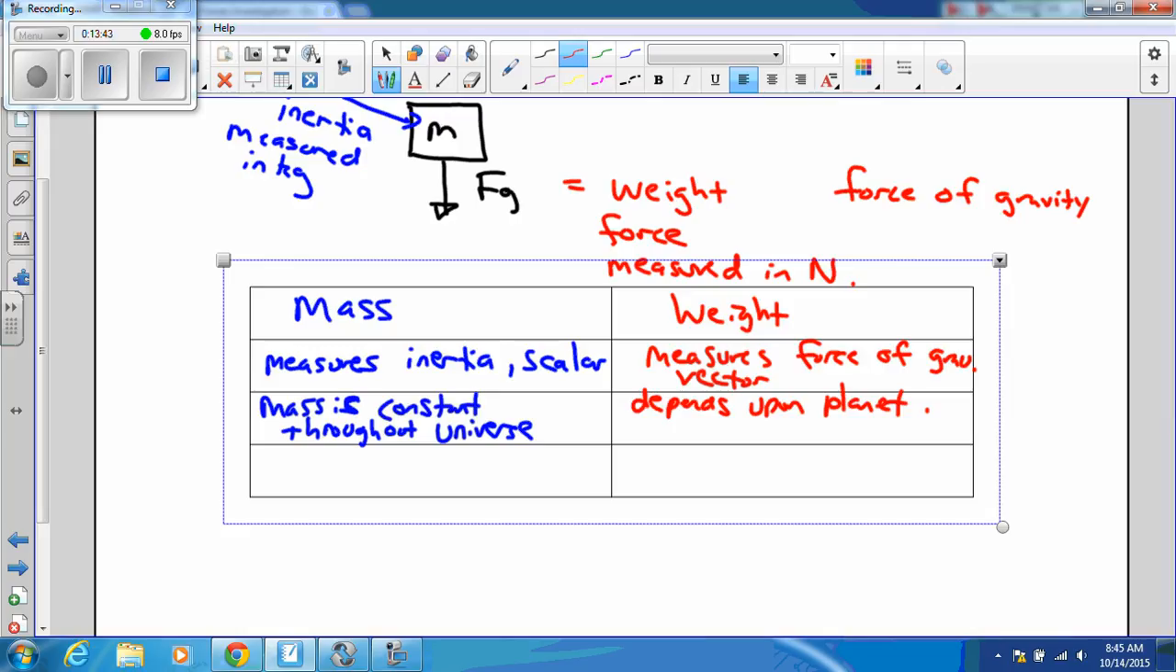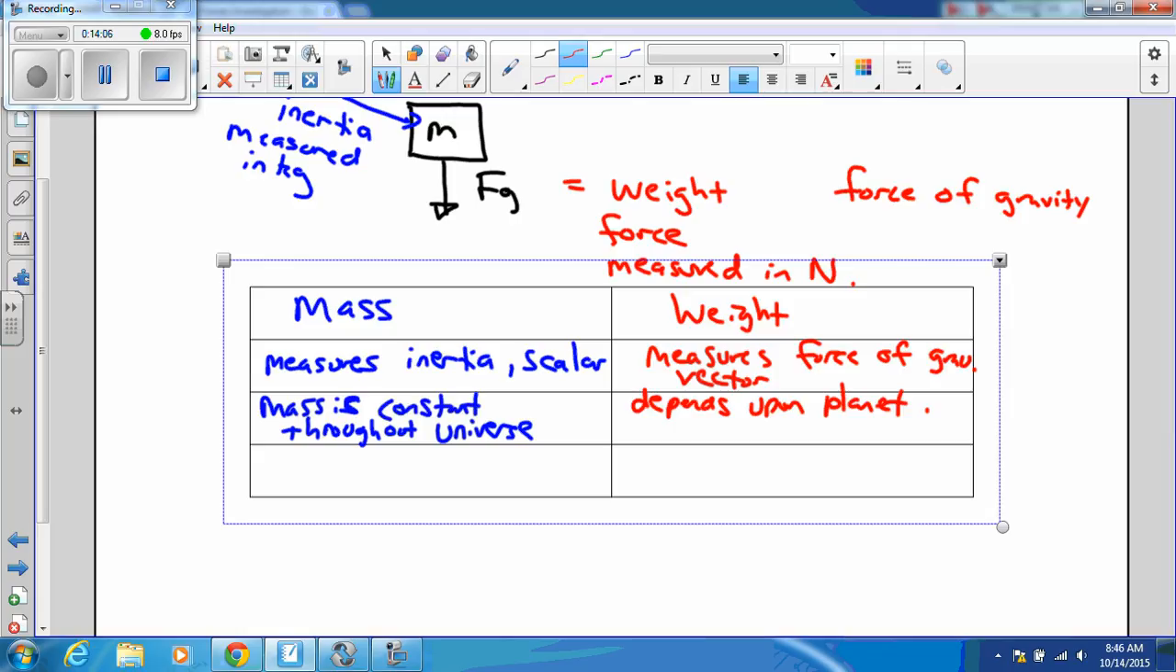If you take me to the moon, I still have a mass of about 70 kilograms, but my weight drops dramatically to be only about 150 newtons, something like that. So instant weight loss, go to the moon. This is one weird trick.